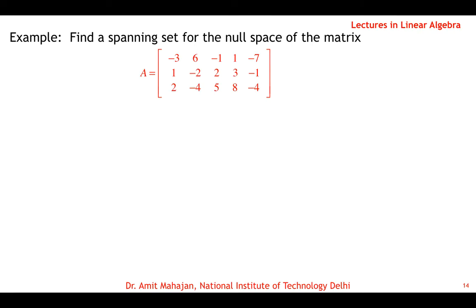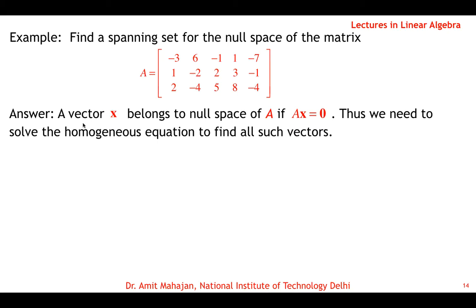Now we take one example: find a spanning set for the null space of the matrix. The null space is a set of all x vectors such that Ax is equal to 0, the homogeneous equation is satisfied. So if we solve the homogeneous system and calculate the x vectors, then those vectors will belong to the null space, and then we can easily see the spanning set. A vector x belongs to the null space of A if the homogeneous system is satisfied for x. Thus we need to solve the homogeneous equation to find all such vectors.